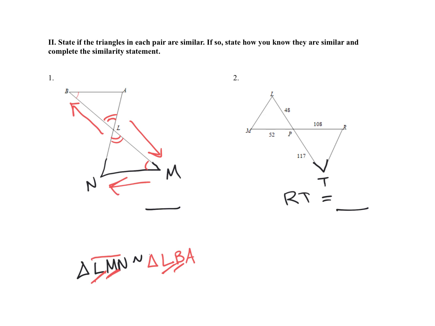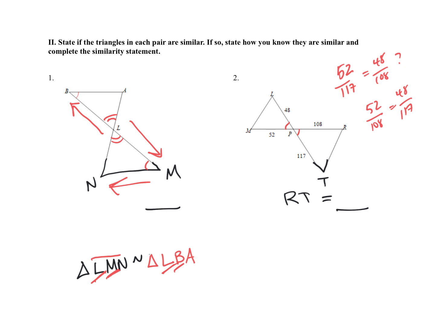On number 2, I got to check and see how these triangles are similar. Or are they similar? So I know these are congruent by vertical angles. So is 52 over 117 equal to 48 over 108? Or is 52 over 108 equal to 48 over 117? So I've got to grab my calculator and do those calculations.